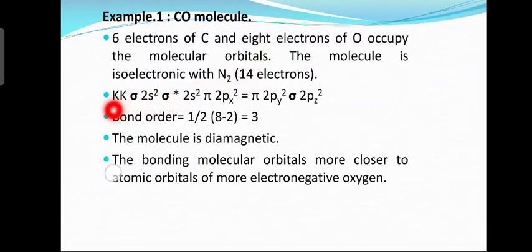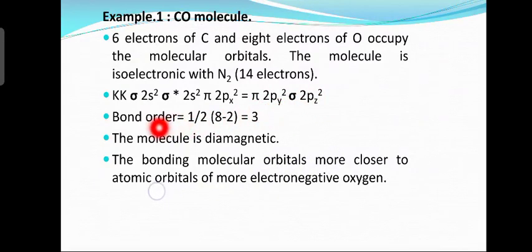What is the molecular orbital configuration then for the carbon monoxide molecule? KK, where KK means 1s2, 2s2. Instead of writing 1s2, 2s2, we write KK, that is the innermost shell. Then sigma 2s2, the rest is written as it is. Sigma 2s2, sigma star 2s2, pi 2px2, which is equal to pi 2py2, because both have the same energy. Then sigma 2pz2.